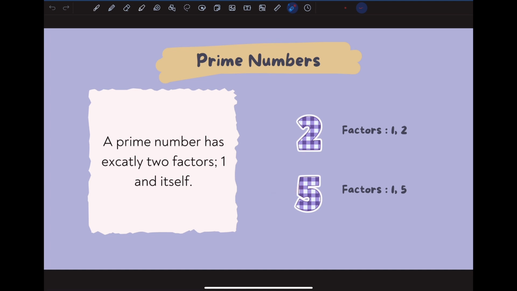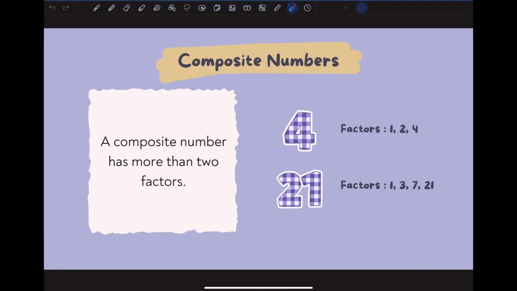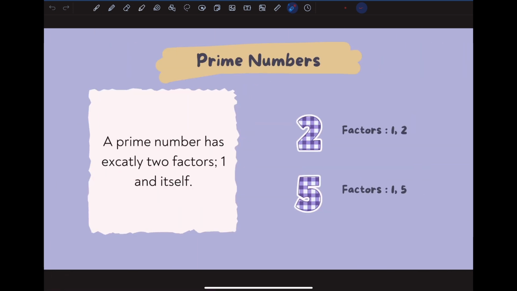Can you think of any other numbers? 3. 3 can only be divided by 1 and 3. 7. 7 can only be divided by 1 and 7. So all the numbers which have exactly 2 factors can be categorized as prime numbers. Okay, so I hope the distinction between composite and prime numbers is clear. Any number which has more than 2 factors is a composite number. Any number that has exactly 2 factors is a prime number.